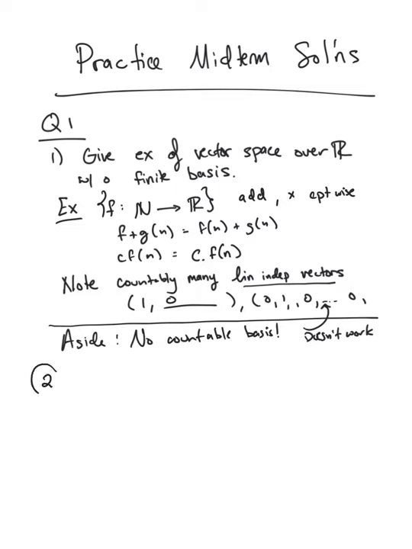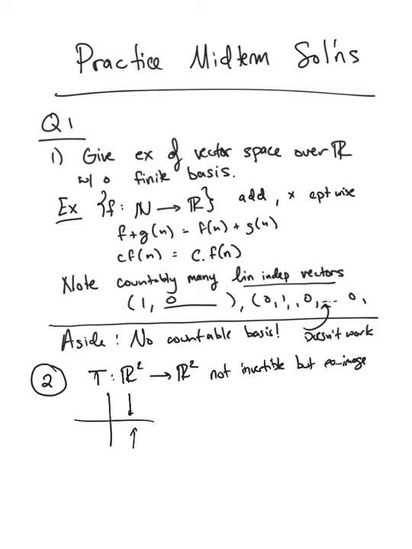Okay, for part 2, we needed a linear transformation from R2 to R2 which is not invertible, but has infinite image. Okay, so a perfectly good example here is projection onto the x-axis. Okay, so the matrix is 1, 0, 0, 0 in the standard basis. So it's not going to be invertible because this isn't a bijection, but still we'll have image an entire line.